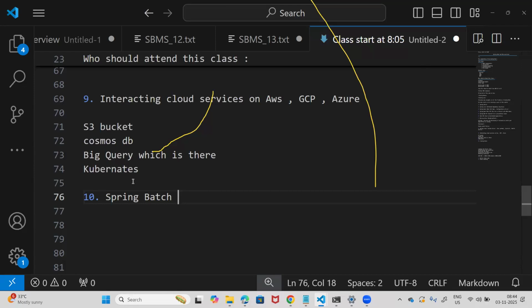Suppose you take the EPFO portal. In the EPFO portal, many people will claim their PF money. To settle them, we need Spring Batch, guys. Clear?